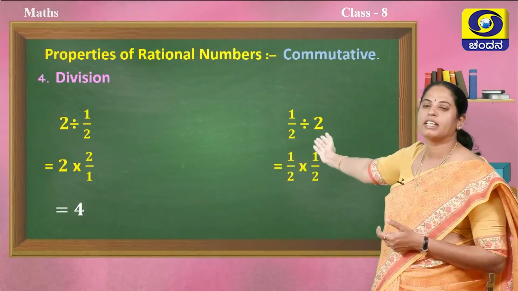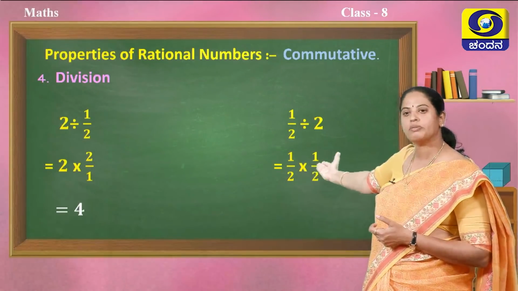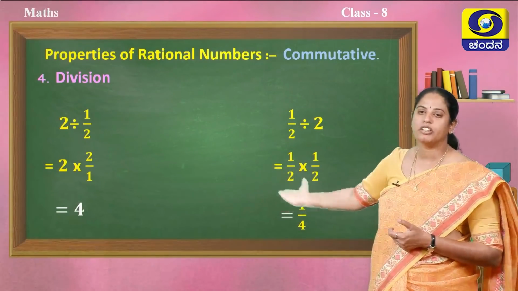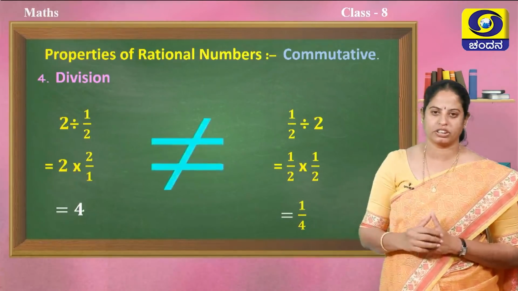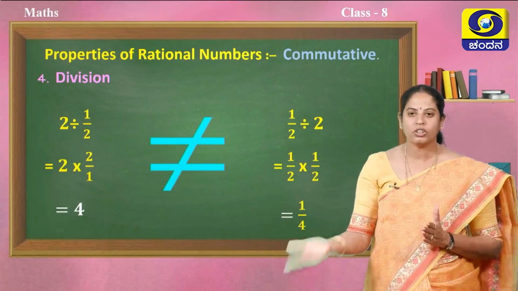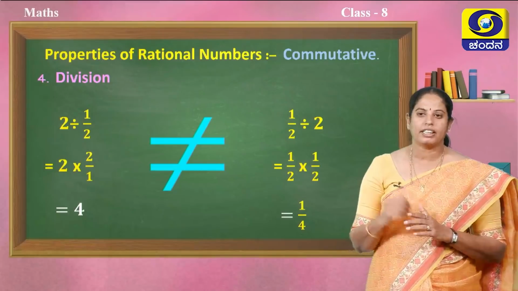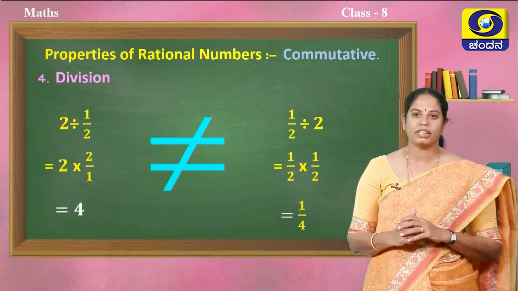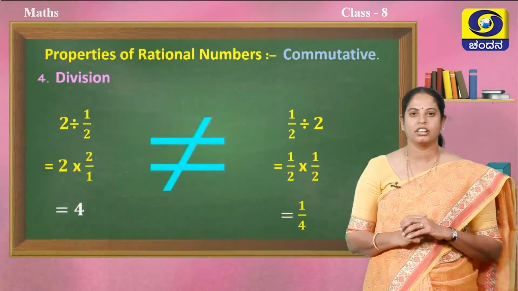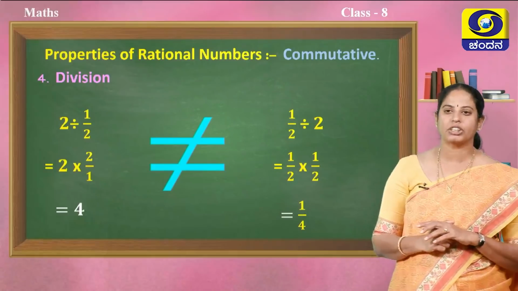So, here also we write the multiplicative inverse of 2. Multiplicative inverse of 2 is 1/2. When 1/2 is multiplied by 1/2, we are going to get 1/4. You can observe 4 is not equal to 1/4. So, 4 rotis is not equal to 1/4. Yes, we know a quarter roti is not equal to 4 rotis. Hence, we can say that the commutative property does not hold good on division of rational numbers. Commutative property on division does not hold good on the set of rational numbers.